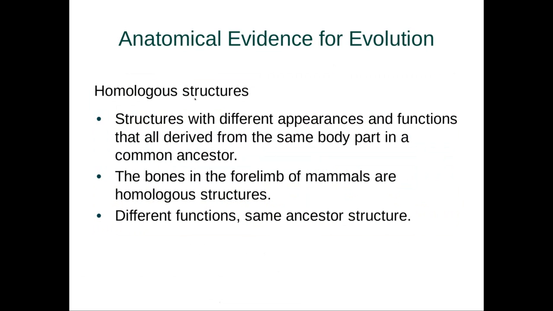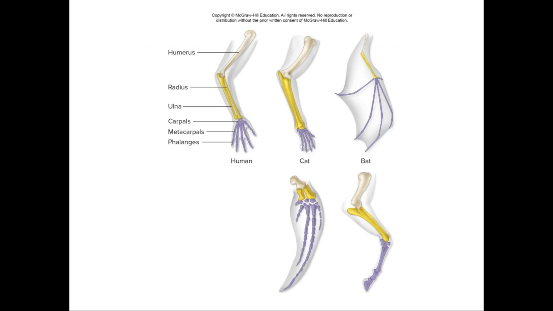Now, homologous structures, homologous just meaning similar structures, we can actually see them across different species, even if they're not closely related. And so we can look at the bones of the forelimb of mammals as great evidence for homologous structures, because the idea behind homologous structures is that they might have different functions nowadays, but the ancestor of all the things living would have had the same ancestral structure. So let me show you what I mean by that.